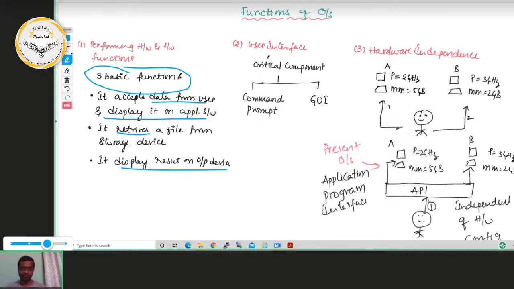What is the second one? User interface. What do you mean by user interface? A very critical component. Now you have 2 types of user interfaces. First one is called command prompt. Second is called graphical user interface. So what do you mean by command prompt?